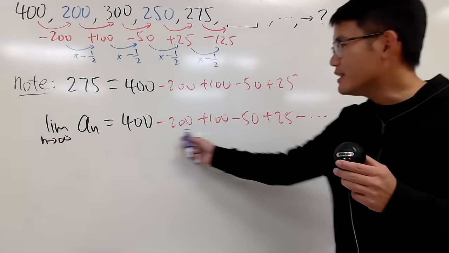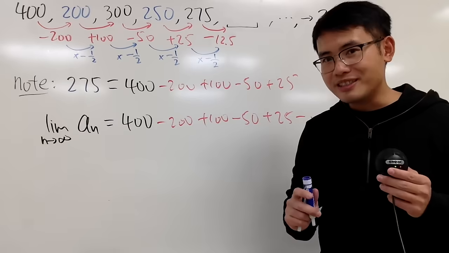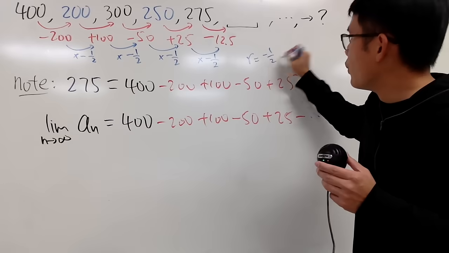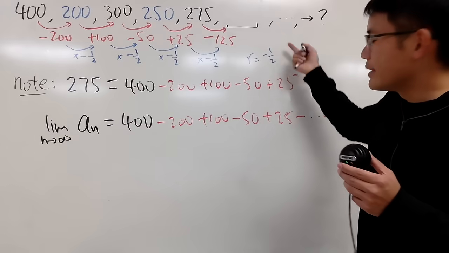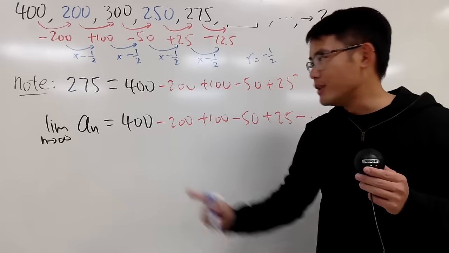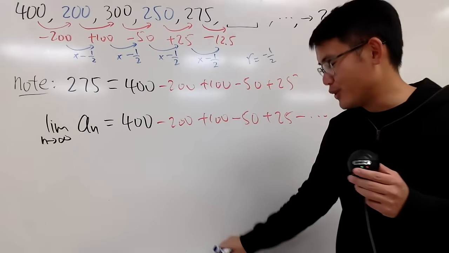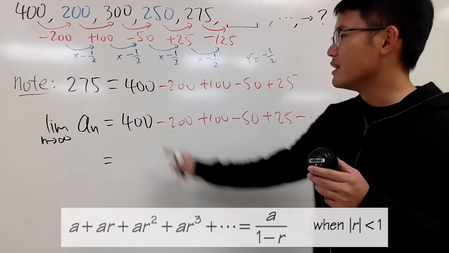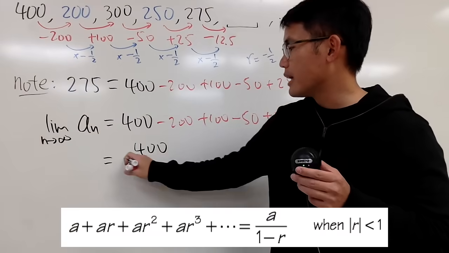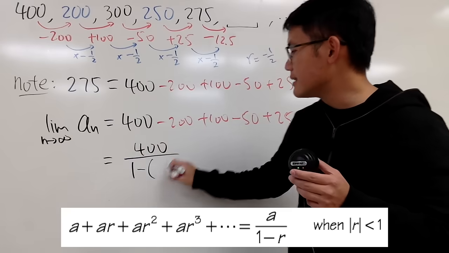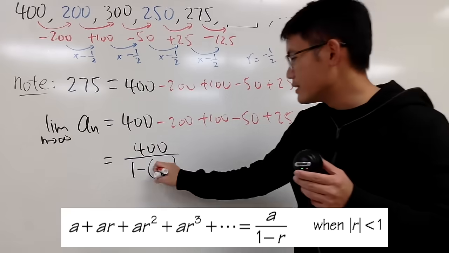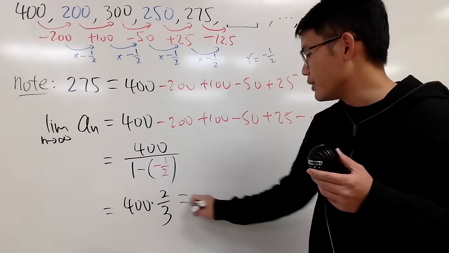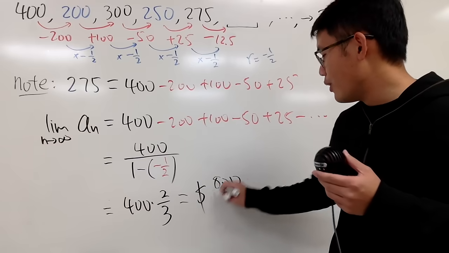Well, as I said, this right here is actually a geometric series because we have a common ratio. r is negative 1/2. And because the absolute value of negative 1/2 is 1/2, which is less than 1, we know this right here does converge. We do have a limit. And to figure this out, all we need is the first term, put it on the numerator, divided by 1 minus the common ratio, which is negative 1/2. And that's it. And once again, you can work this out. And altogether, you get 800 over 3.